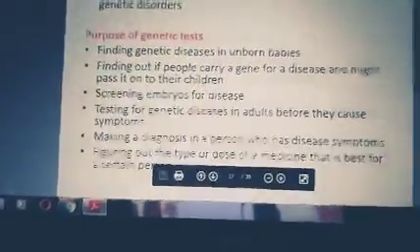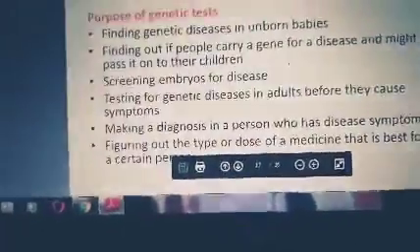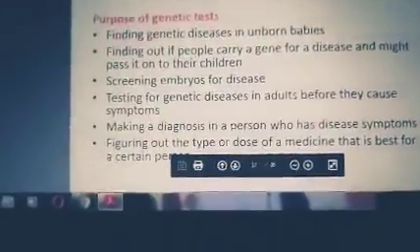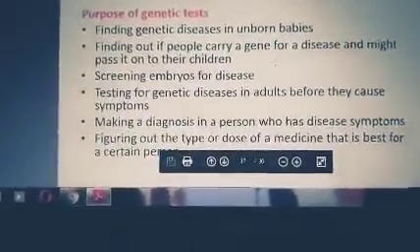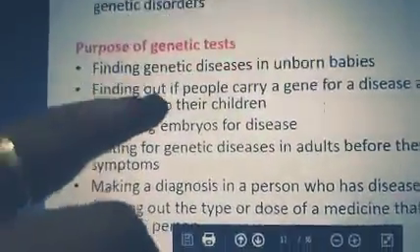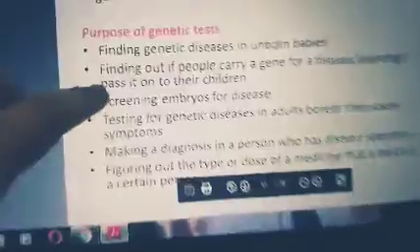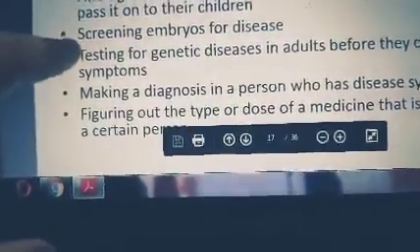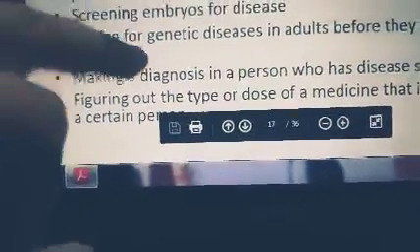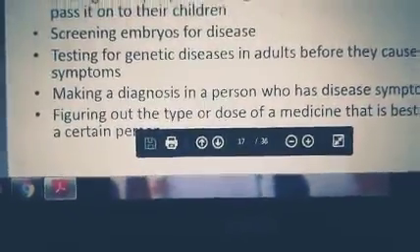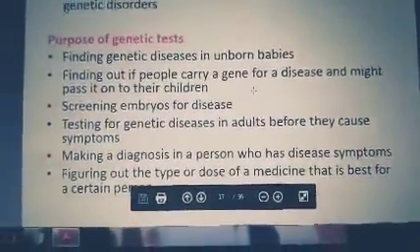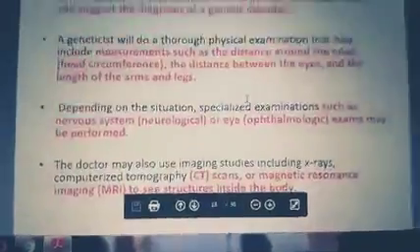Diagnosing genetic disorders. As we all know, if a person is showing any symptoms of any genetic disorder, the diagnosis plays a crucial role in identifying the disease. You can see the purposes of genetic testing: finding genetic disease in unborn babies, finding out if people carry a gene for a disease and might pass it on to their children, screening embryos for disease, testing for genetic disease in adults before they cause symptoms, making a diagnosis in a person who has disease symptoms, figuring out the type or dose of the medicine.